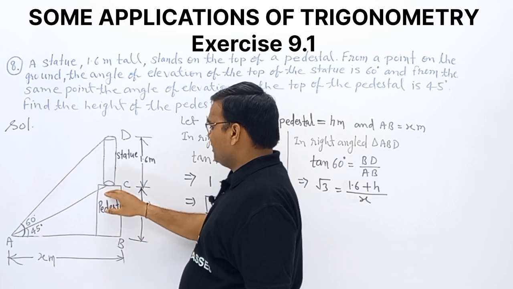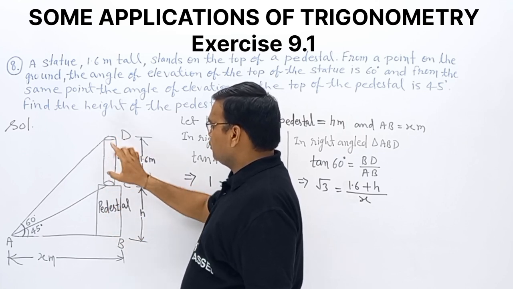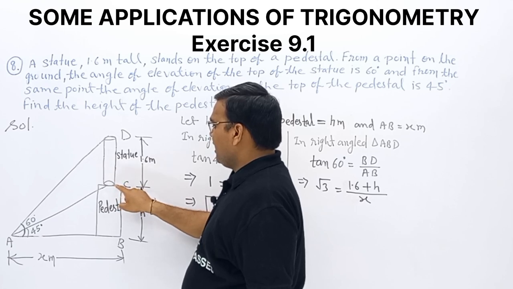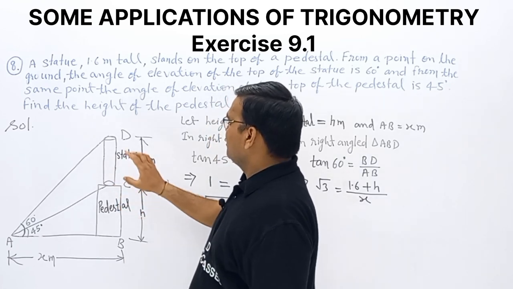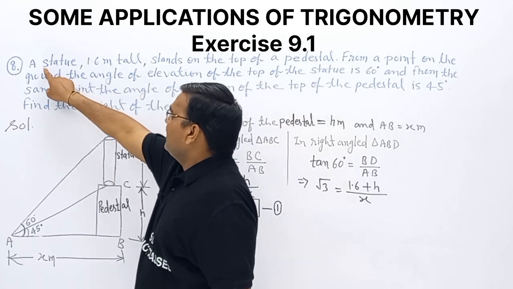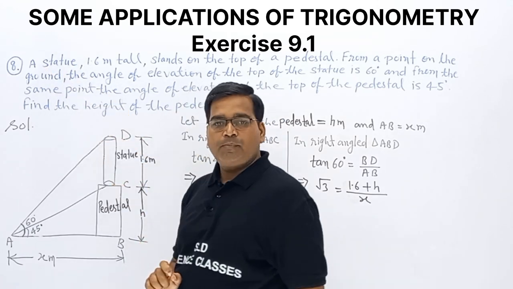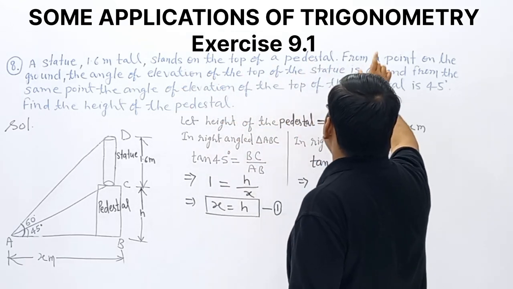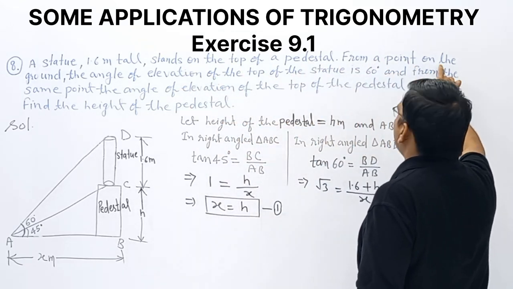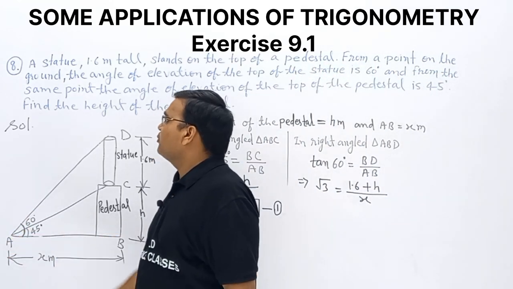And one statue stands on top of this pedestal. The pedestal's top is this one, and one statue is standing at this position, at the top of the pedestal. Clear? So I hope you understand this. This one is a statue, standing at the top of this pedestal. From a point on the ground, we are having one point on the ground. This is one point.